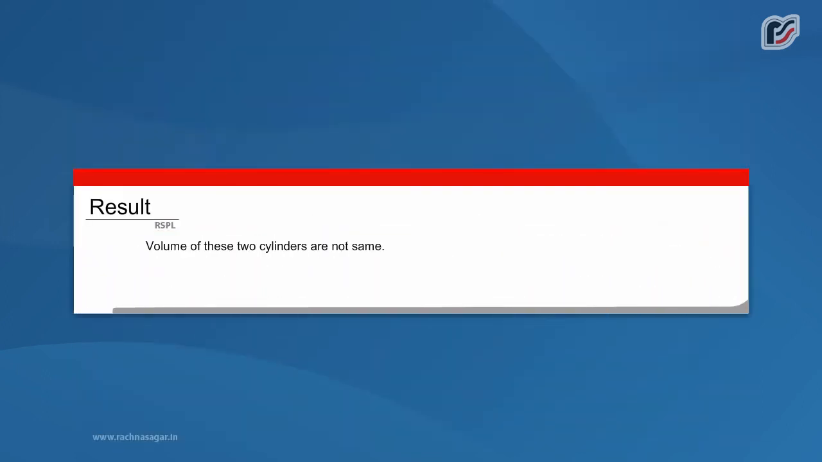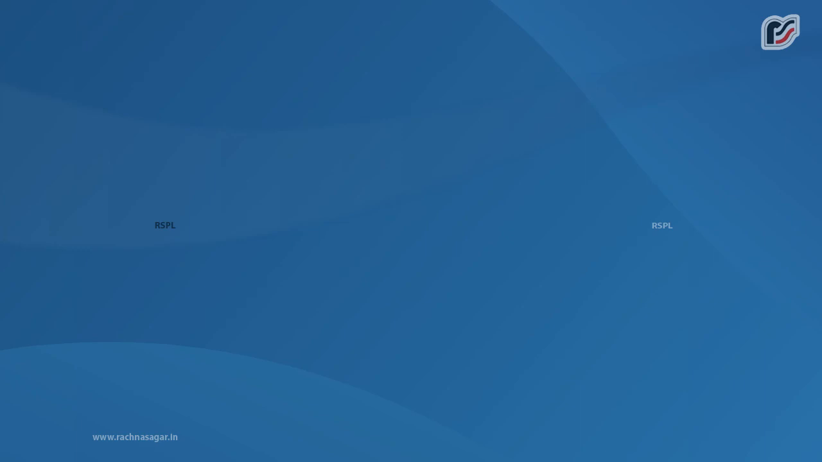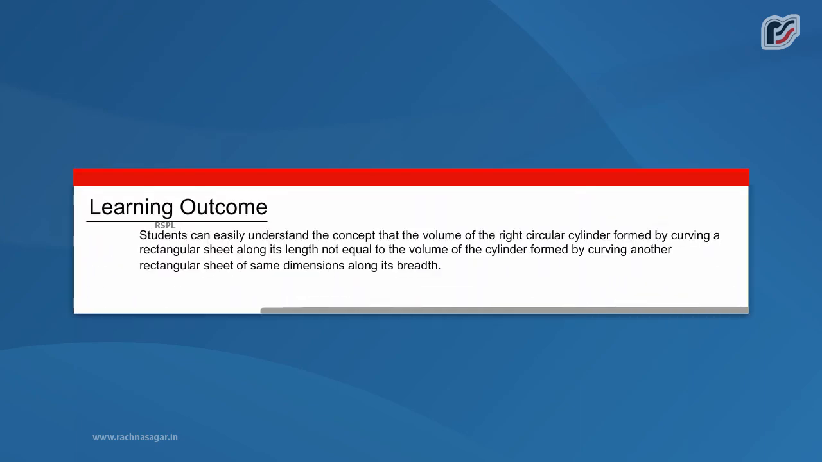Result: volume of these two cylinders are not same. Learning outcome: students can easily understand the concept that the volume of the right circular cylinder formed by curving a rectangular sheet along its length is not equal to the volume of the cylinder formed by curving another rectangular sheet of same dimensions along its breadth.